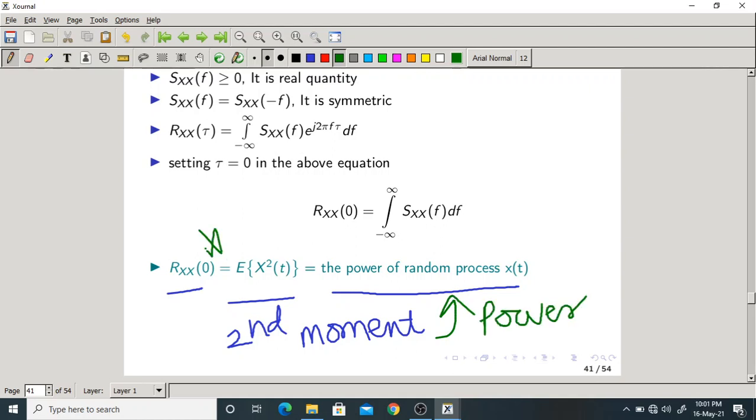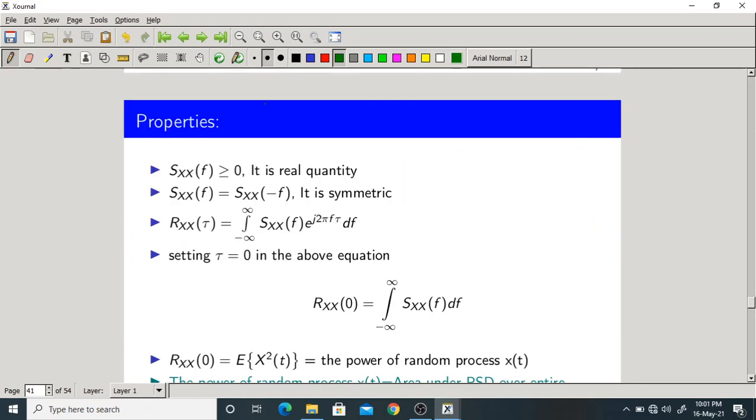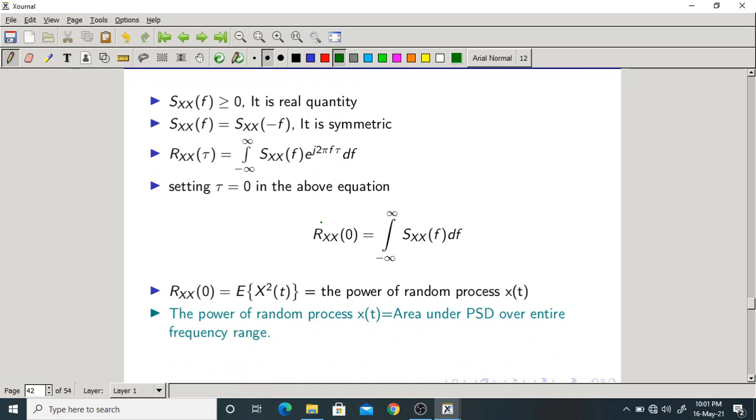This is very important. How to get power? First find out the power spectral density and take the area under it. So the power of a random process X of t equals the area under the PSD over the entire frequency range. First find out the PSD, then take the area under it over the entire frequency range, meaning minus infinity to plus infinity.